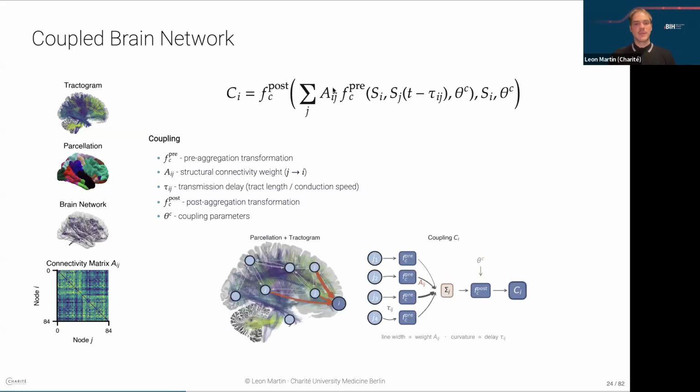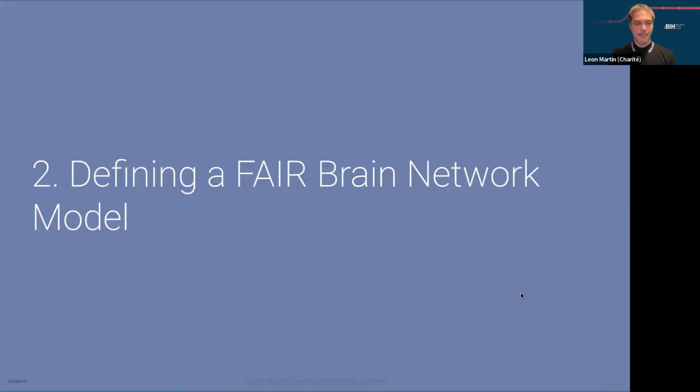And to visualize it a little bit more, we have the distant nodes j, which are summed together after being processed with the presynaptic function. And then we can also have a postsynaptic function that scales maybe the input to the certain node i. Okay.